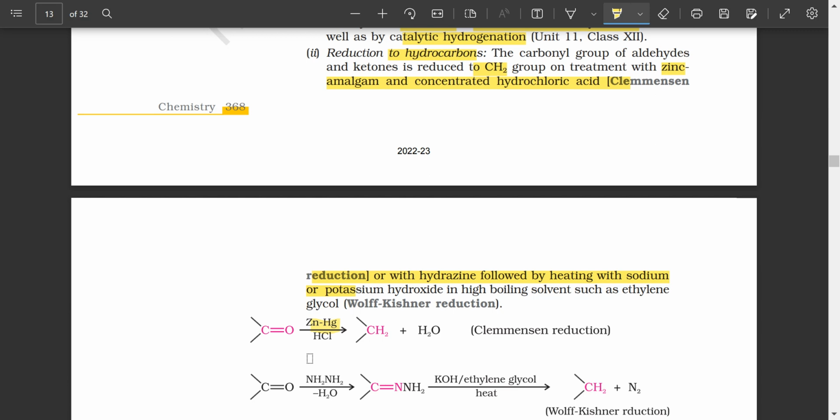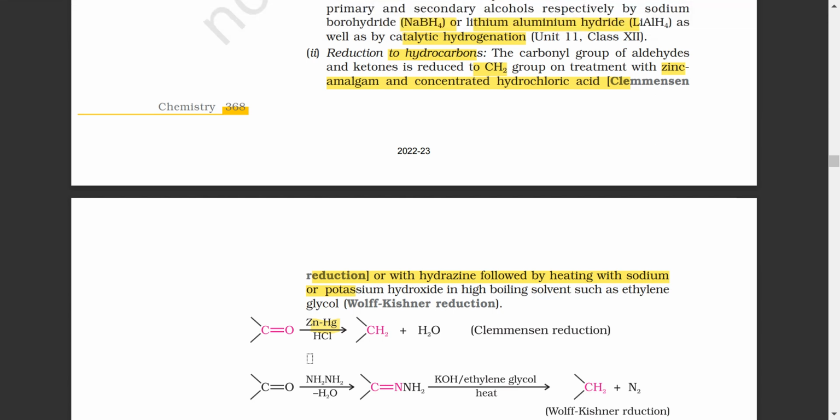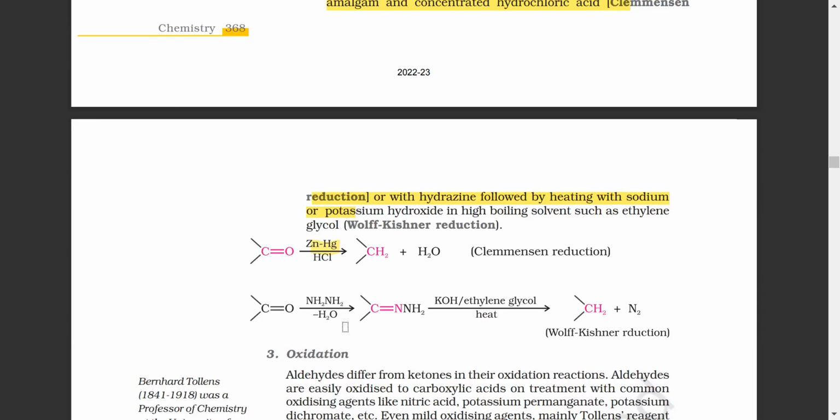This is Clemmensen reduction. And also, with hydrazine followed by heating with sodium or potassium hydroxide in high boiling solvents such as ethylene glycol, which we call Wolff-Kishner reduction. Again, take hydrazine, NH2NH2, fine, and heat it with potassium hydroxide in a boiling solvent; here ethylene glycol is used. We call this Wolff-Kishner reduction. Basically, we converted the C=O into CH2; we converted our aldehydes and ketones into alkanes. Is it clear?